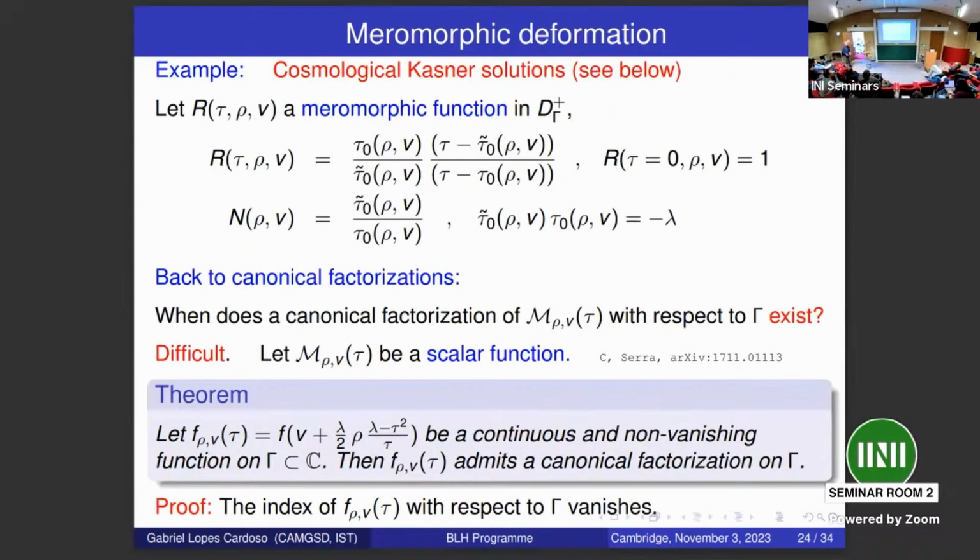I'm not going to give you the details of this, but this is just to illustrate that indeed you can get interesting classes of solutions to the equations of motion by moving away from canonical factorization in a very specific manner. All right.